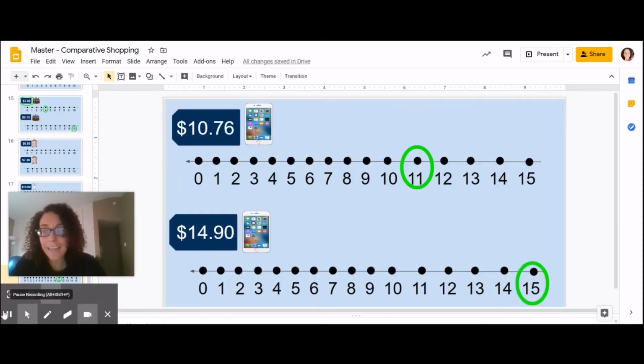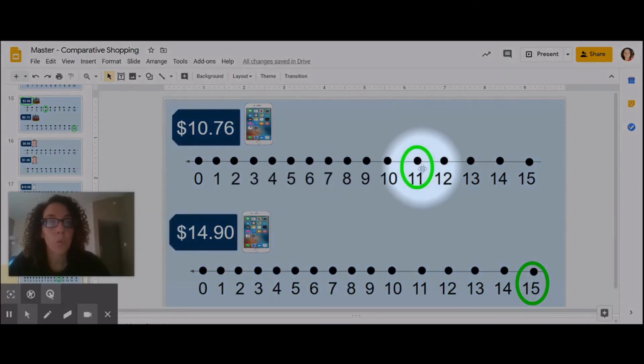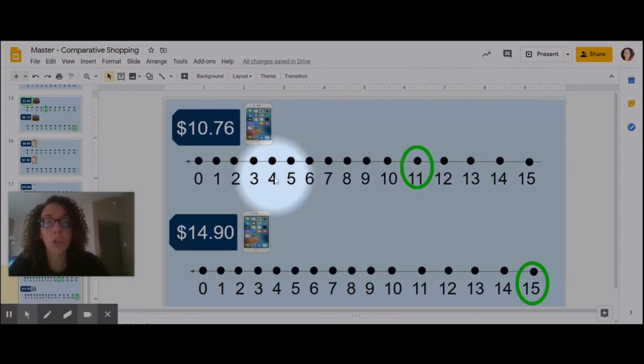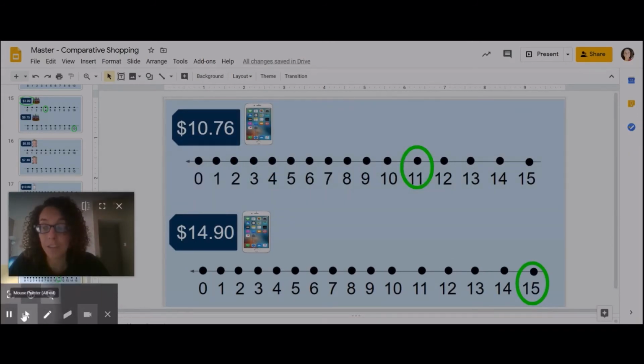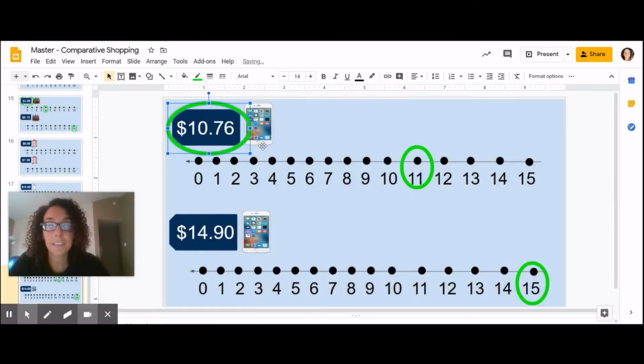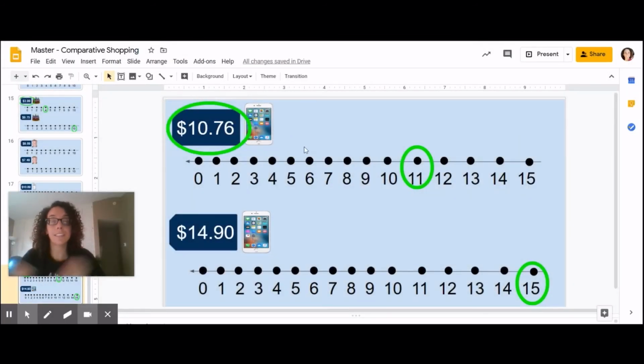Now, the last step is to see which number is closer to 0. 11's kind of far from 0, but it's closer than 15. 15 is super far from 0. So 11 is cheaper. 11 costs less. It's cheaper. It costs less. That's the product we want to buy.